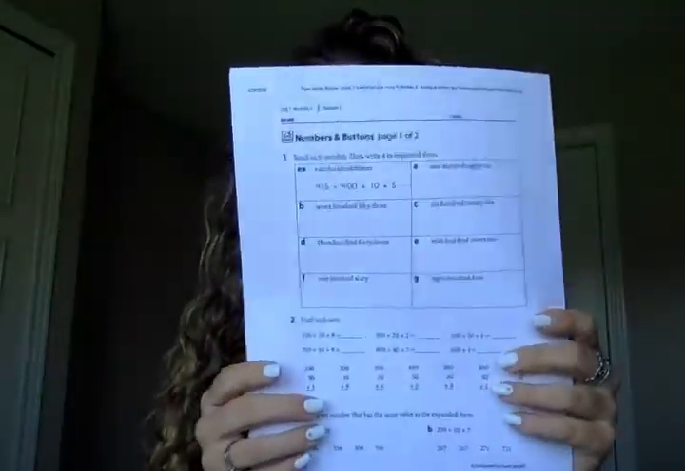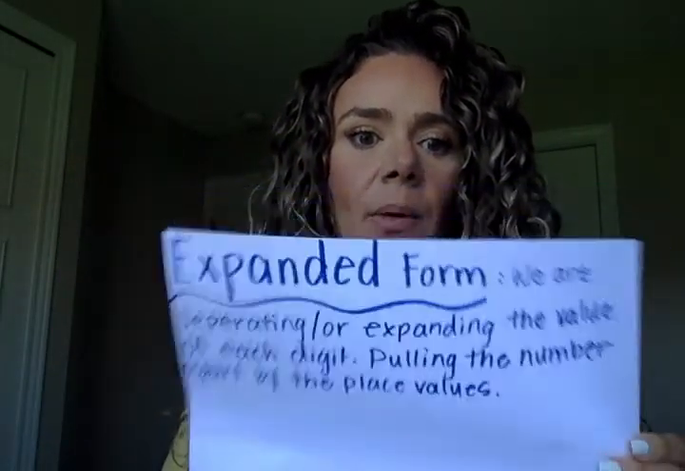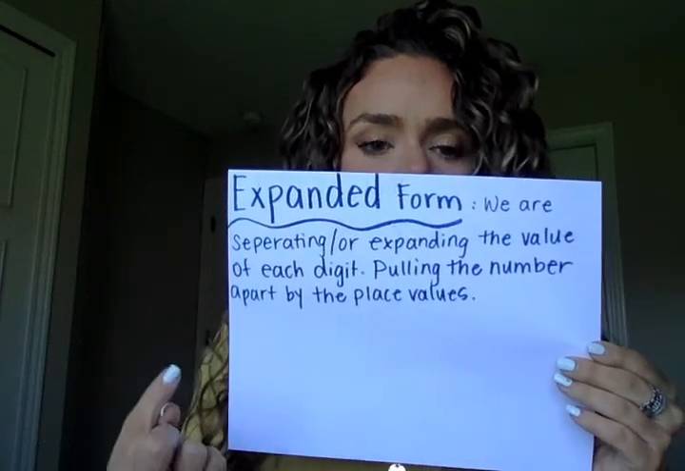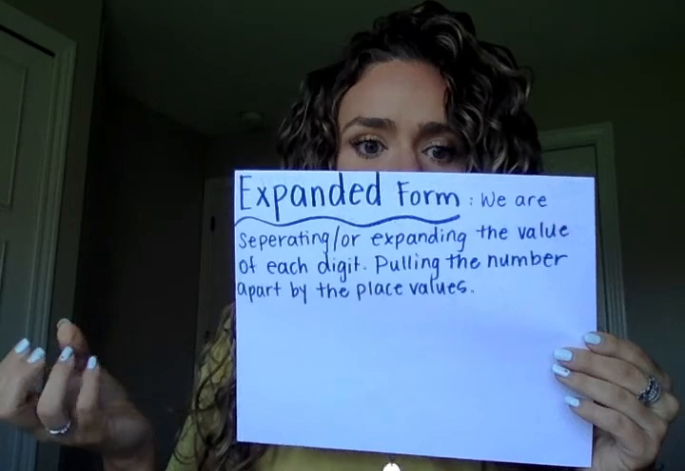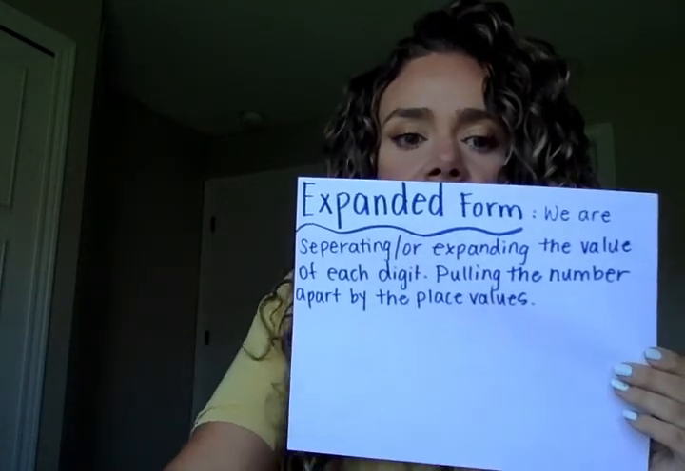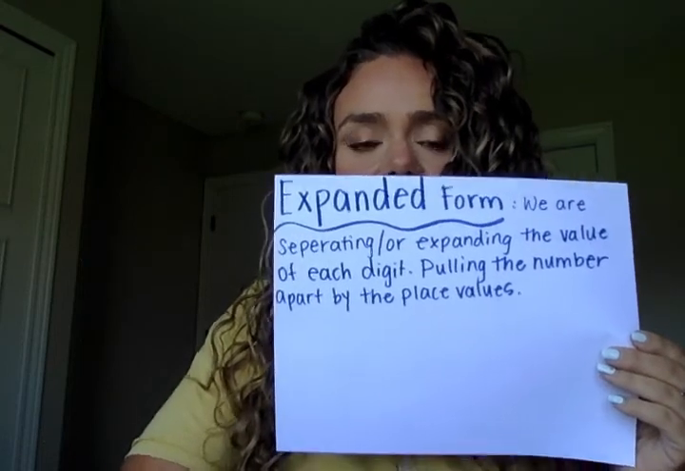So the first thing on this page that you're expected to do is it says on here to read each number, then write it in expanded form. So some of you might be like, I don't remember what expanded form is. So think to yourself, what is expanded form? Expanded form is the idea that we are separating or expanding the value of each digit. We're pulling the number apart by its place value, and I'm so sorry that that's going off.